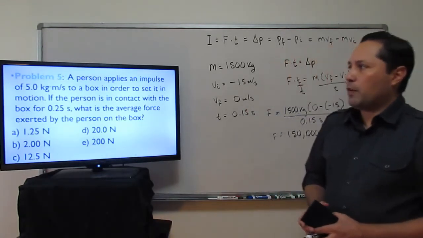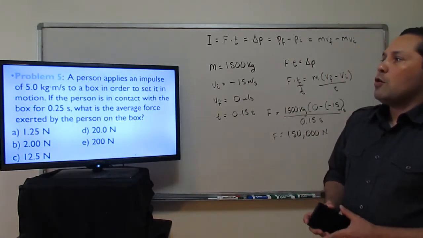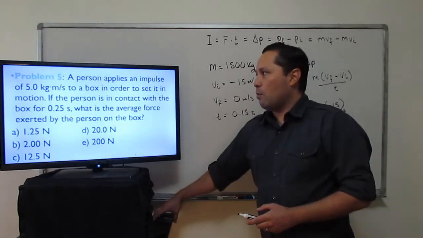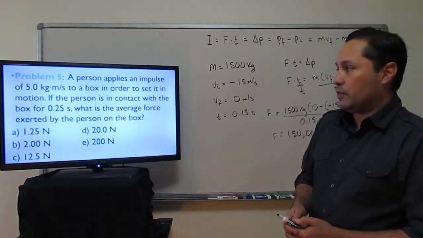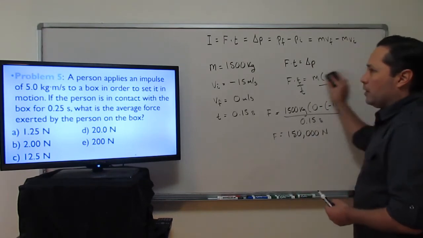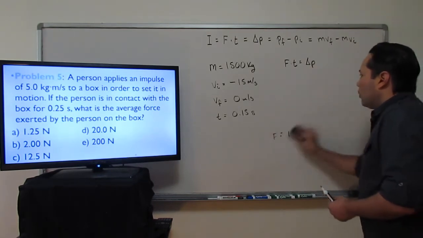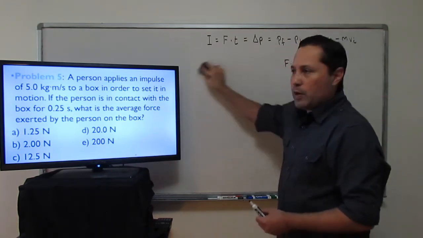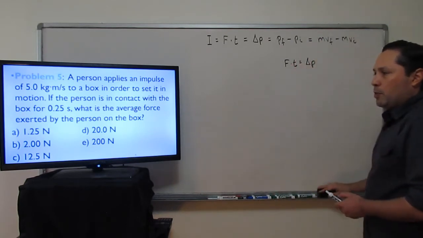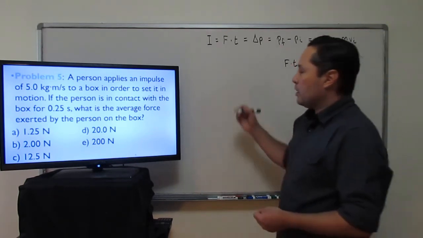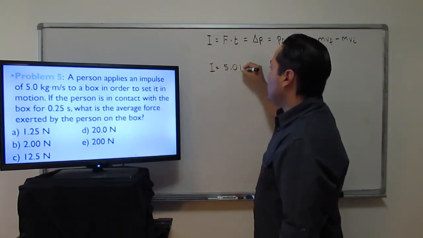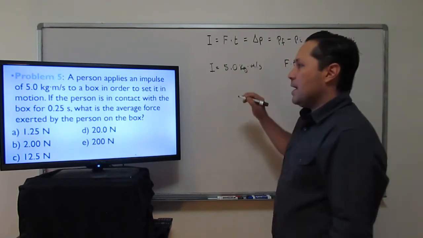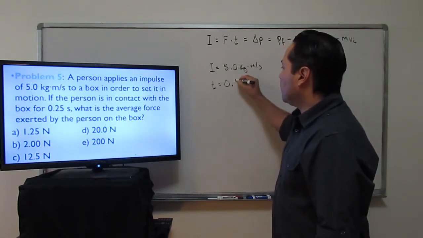For this one, in problem number 5, they ask you, a person applies an impulse of 5 kilograms times meters per second to a box in order to set it in motion. If the person is in contact with the box for 0.25 seconds, what is the average force exerted by the person on the box? All right, so for this problem, we're going to assume that the box was at rest at the very beginning. Now the person is in contact for 0.25 seconds, so they give us the impulse that the person gave us, 5 kilograms times meters per second, and they also give us the time. They're only in contact for a quarter of a second.